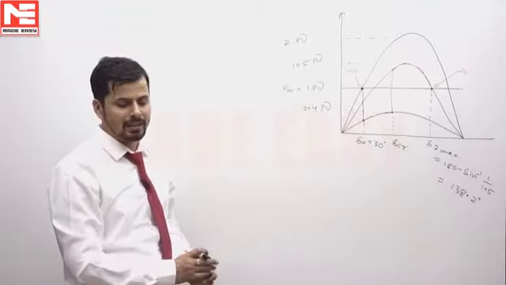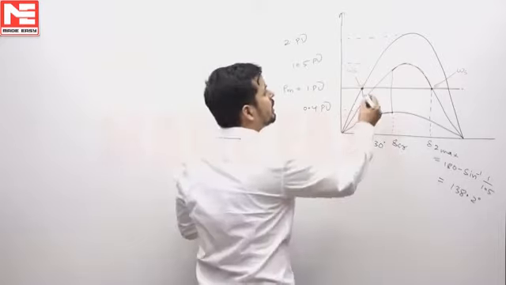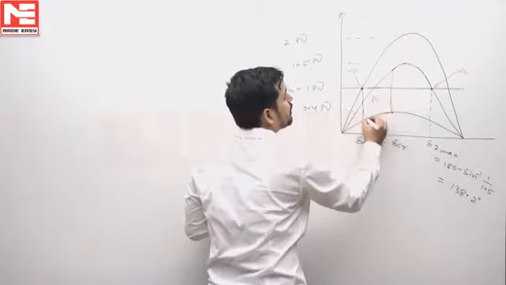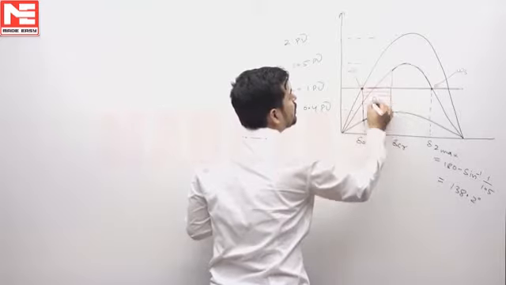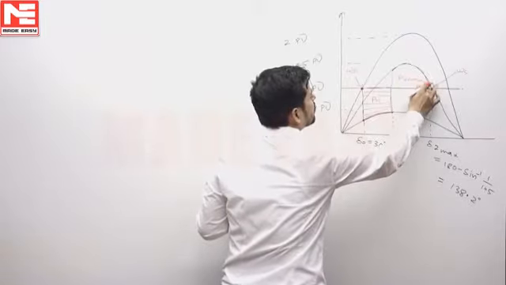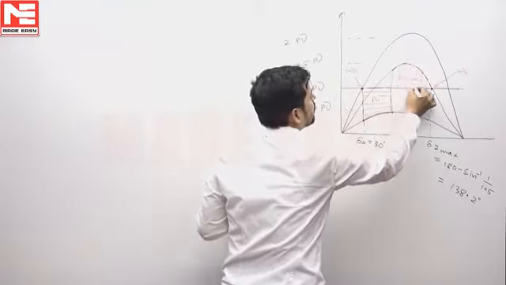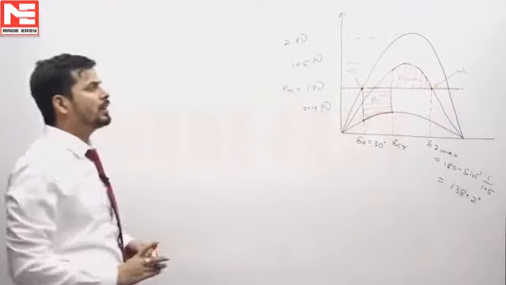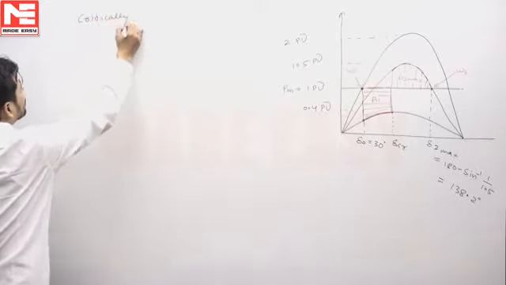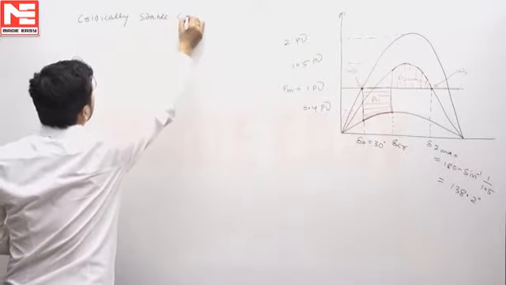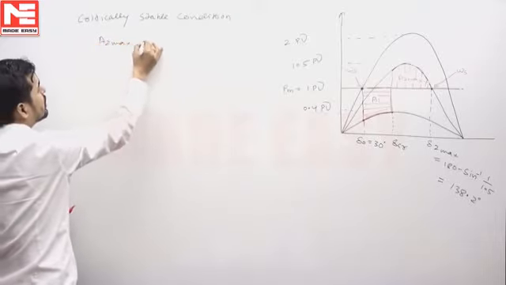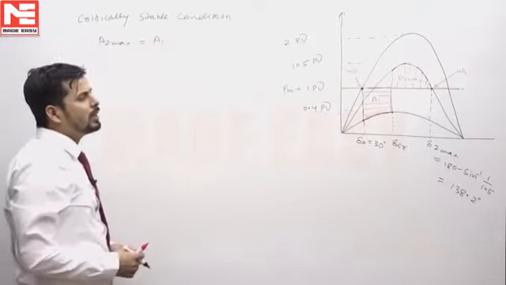First we will find the accelerating area A1. This is the accelerating area A1 shown in this, and this is the decelerating area A2 max. In critically stable condition, A2 max is equal to A1.